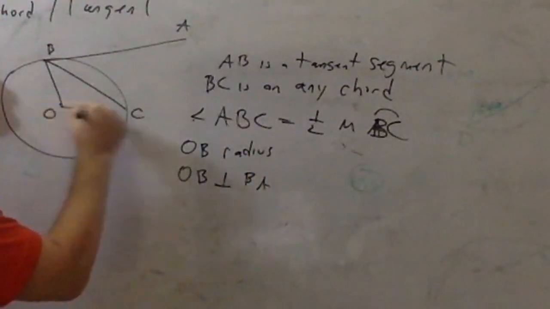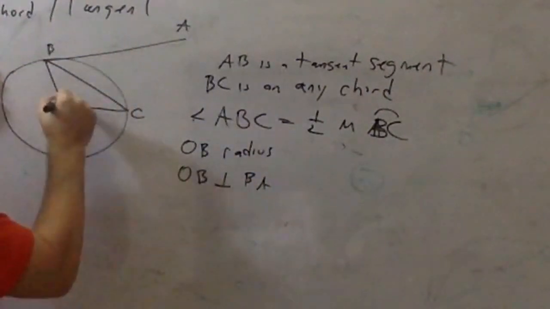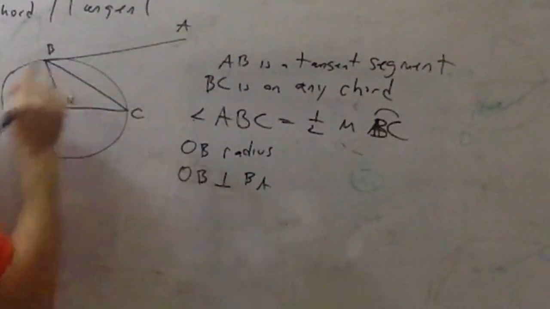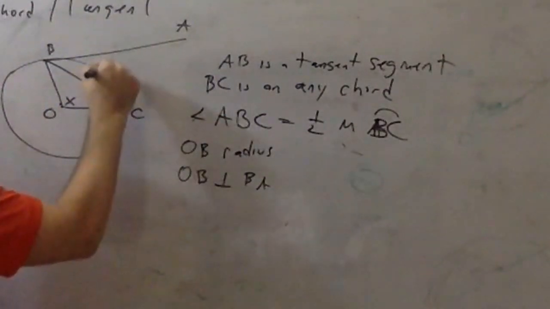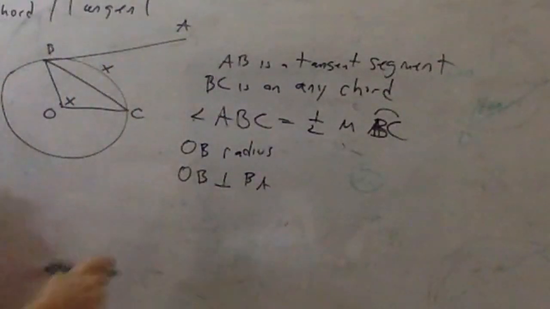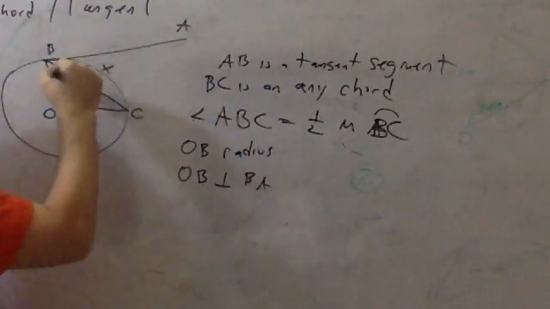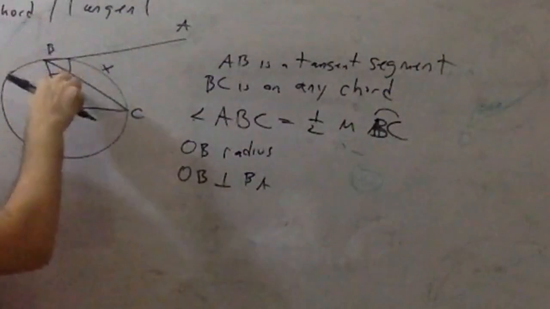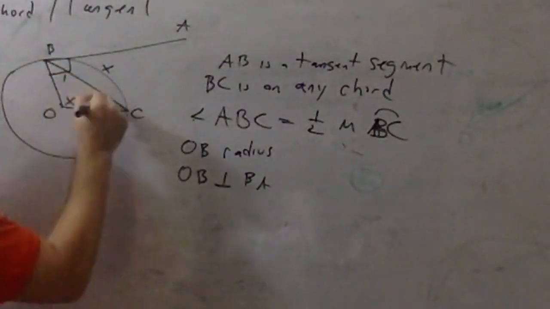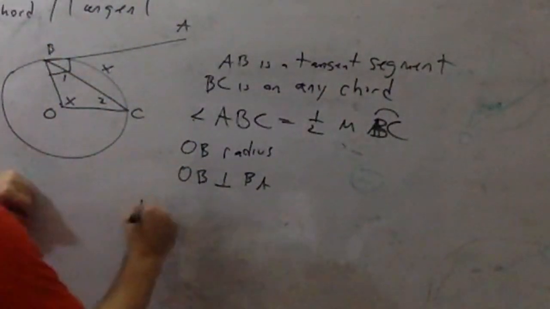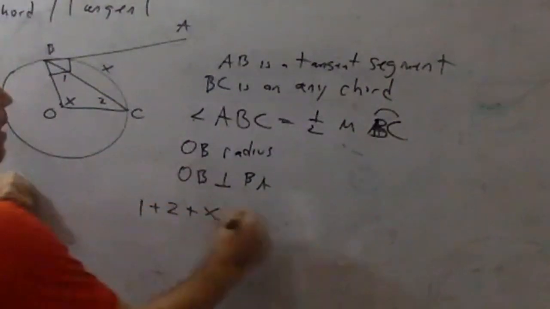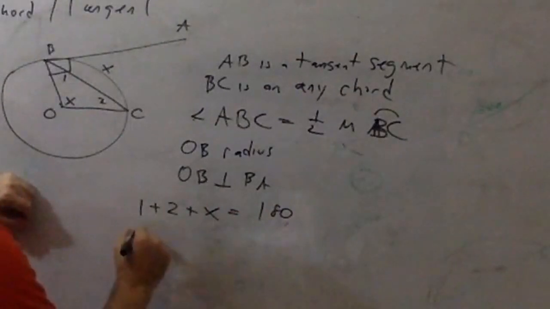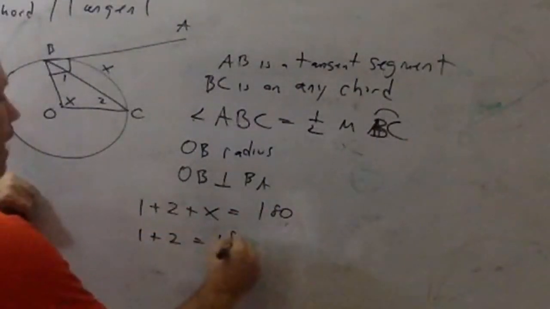I'm going to draw another radius. Let's call this angle X. That means arc BC is X. Now, because it's a radius and this is a tangent, I know this is 90 degrees, right? Let's fill this in. Let's call these angles 1 and 2. I know that 1 plus 2 plus X equals 180 degrees. And I know that 1 plus 2 equals 180 minus X.